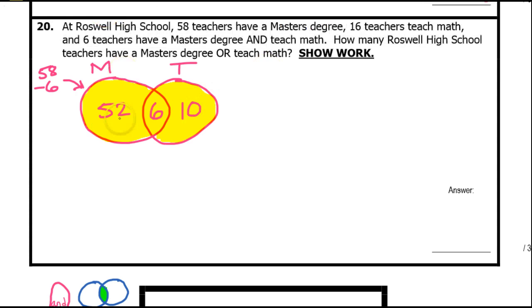If you add up these numbers, that's going to be 52, 62, 68. So that's going to be 68 people. All right, so 68 is the answer. So this is the easiest way of doing it. Here we did 16 minus 6.